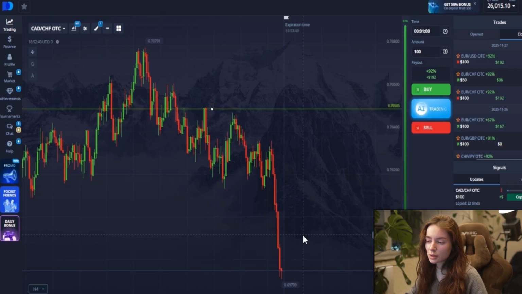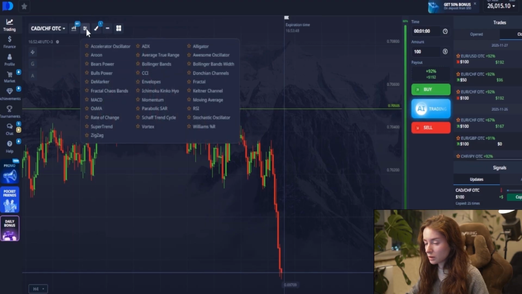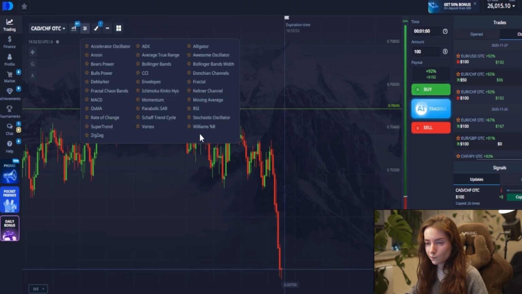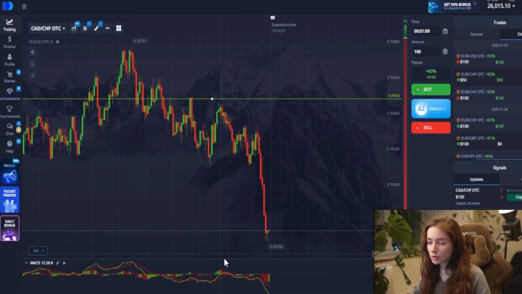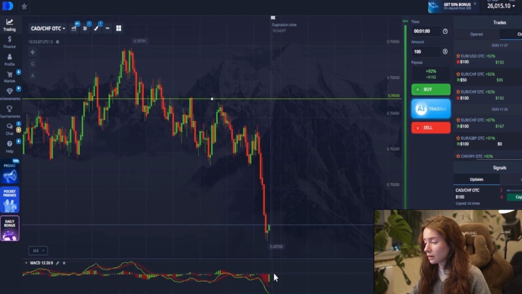Which indicators will we use here? I think we'll use the MACD indicator. I'll explain what it is. Here it is. It shows the strength and direction of the trend and consists of two lines, the MACD line and the signal line.